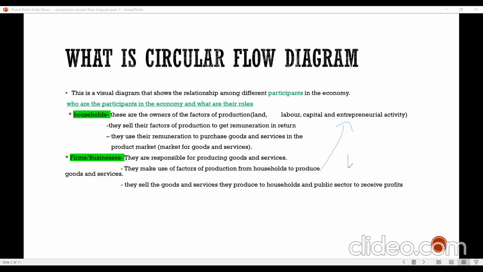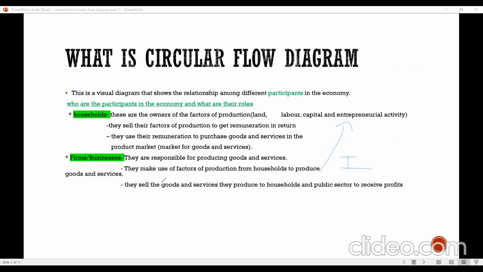Here, this is an interaction, right? They make use of the factors of production from households to produce the goods and services. Funny enough, after using these households' factors of production, they are going to come again to households. Hey, households, we are going to sell to you the same goods that we made using your own factors of production. Okay, it's fine. They sell the goods and services they produce to households and the public sector in order to receive profits. That is just how it is.